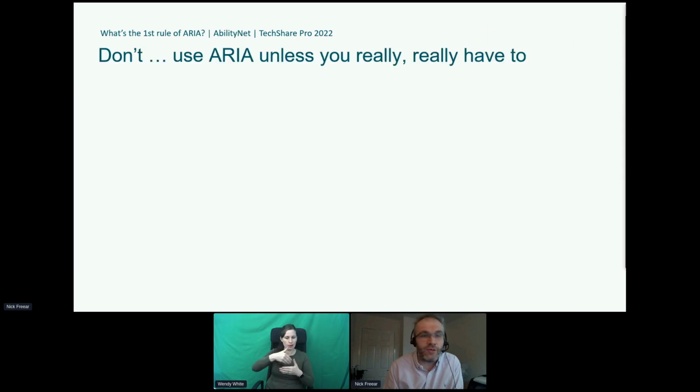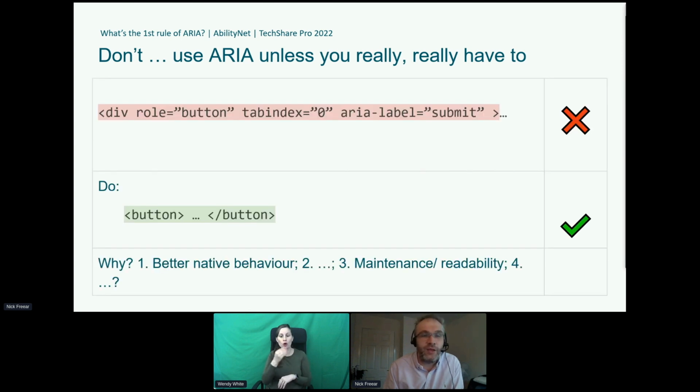That's just a bit of context for you there. I'm going to run at great pace through some of these examples quickly. The first example just shows you an example of not using ARIA unless you really have to. Someone's taken a plain div element and added role equals button, tab index equals 0, and ARIA label equals submit, which is all well and good, but actually it would be far better just to use a native button, because that's got slightly better native behavior.